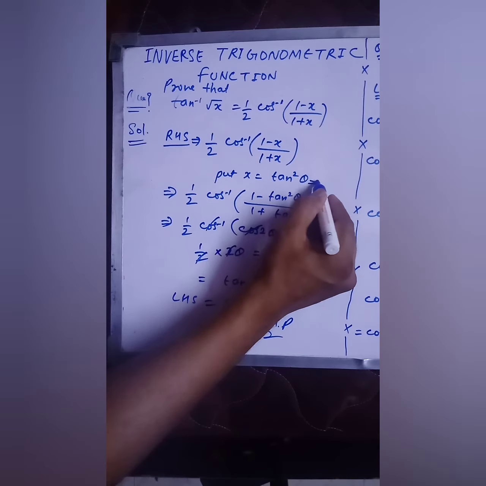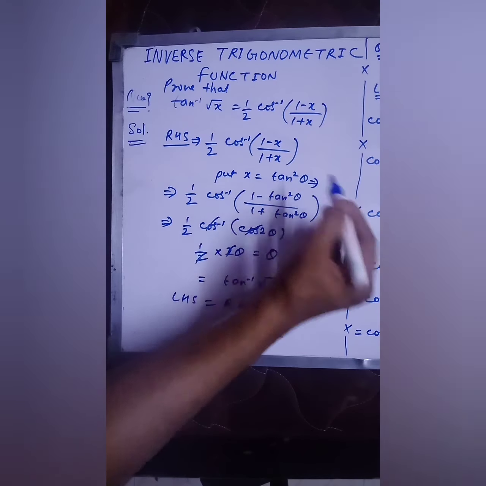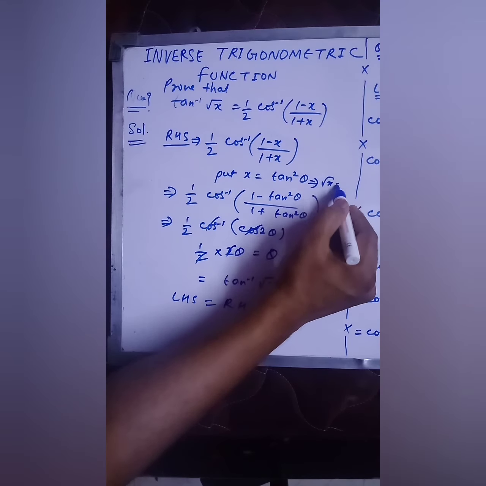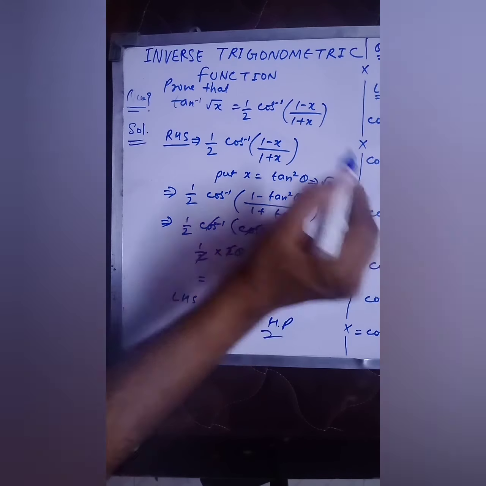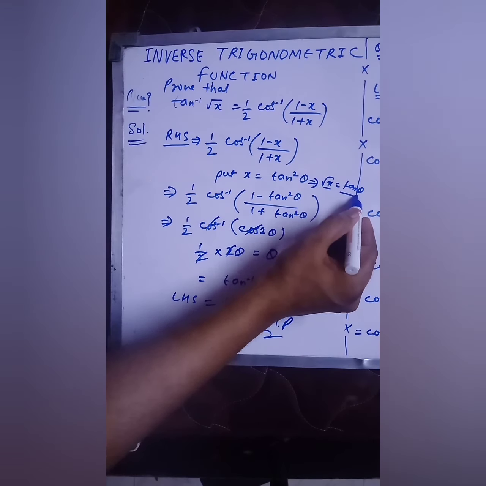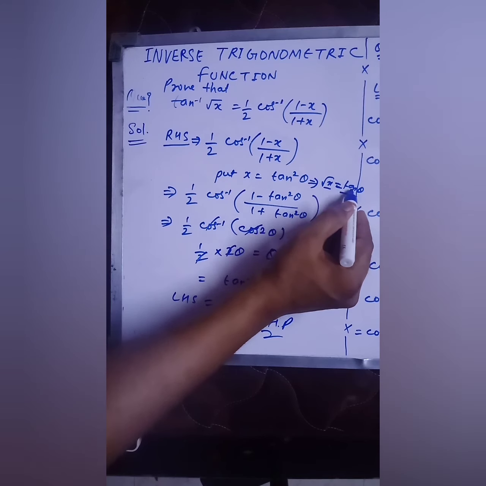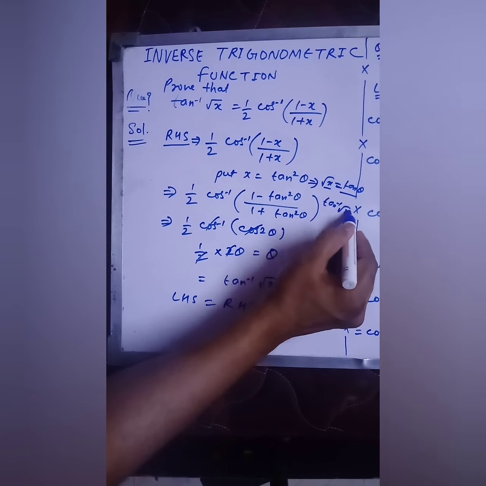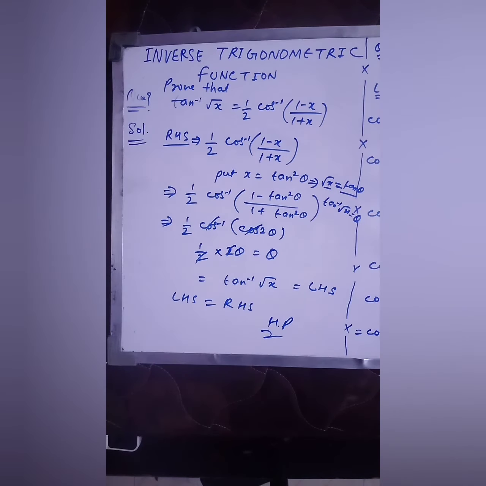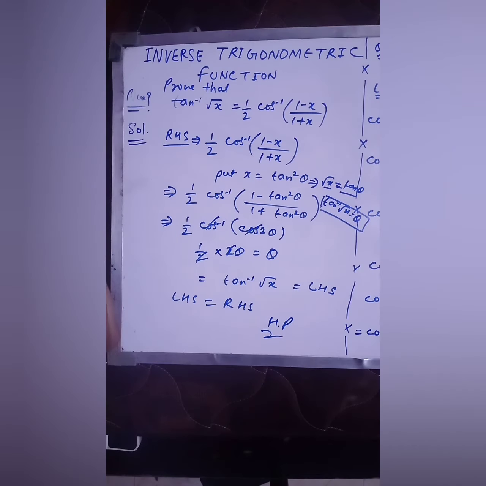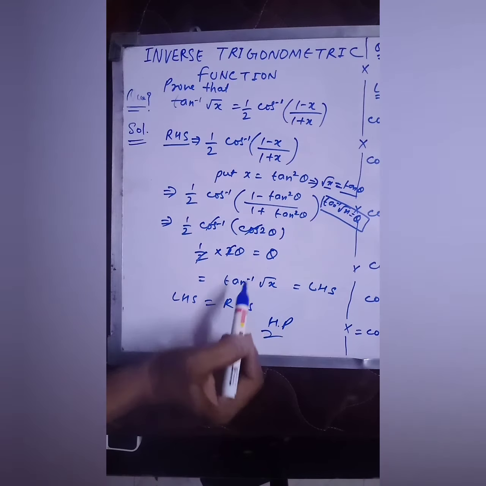See, this is x equals tan square theta. So the square will come here, so it would be root x is equal to tan theta. Okay, root x is equal to tan theta. So tan inverse will come here, so it would be tan inverse root x is equal to theta. So this is the value of theta. Okay, so in place of theta I am putting tan inverse root x.